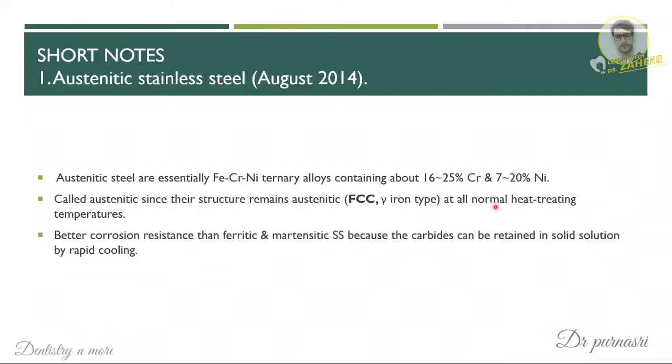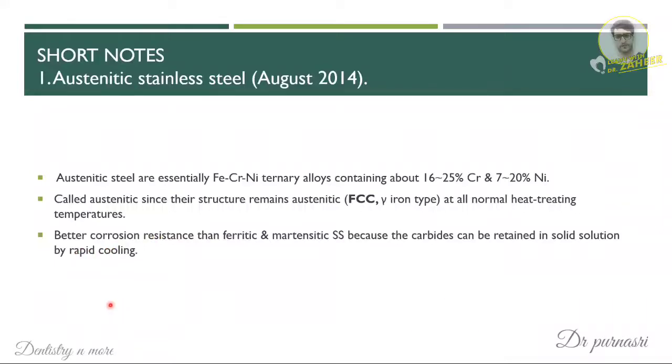Under short notes we have austenitic stainless steel. Its composition is iron, chromium and nickel. These are the composition where there is 16 to 25% chromium, 7 to 20% nickel. It is called austenitic because it has a face centered cubic structure and it remains in the austenitic form, this type of stainless steel, at normal temperature.